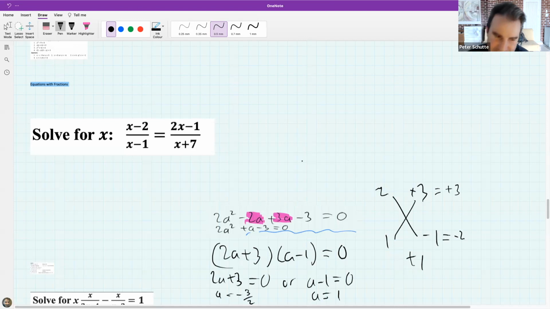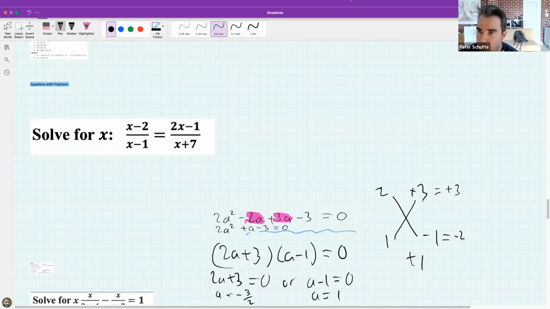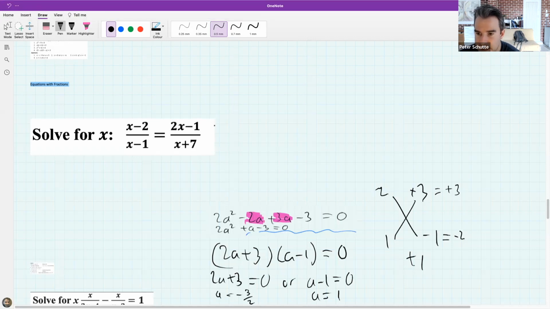So this is one of those ones where there's two ways of doing it again. Some of you will make the denominators the same. Some of you will cross multiply. And both of those suggestions are correct. I've seen this in many schools. The one way is cross multiplying. The other one is to make the denominators the same. Those are both valid methods.